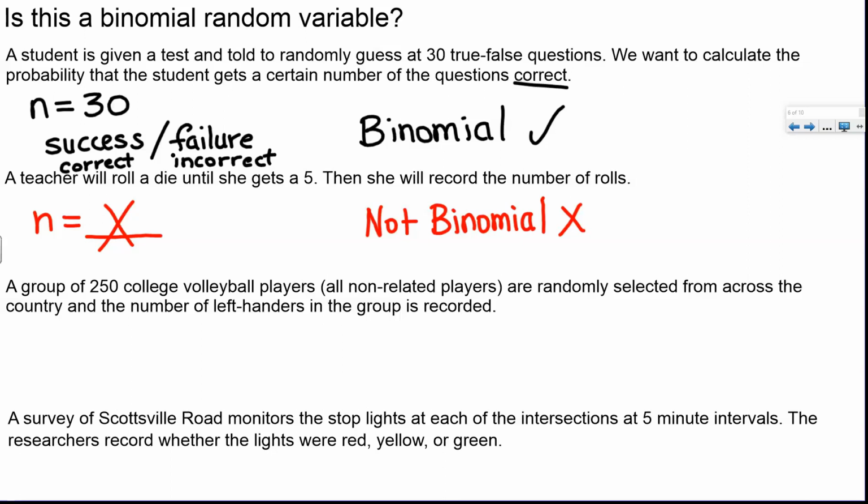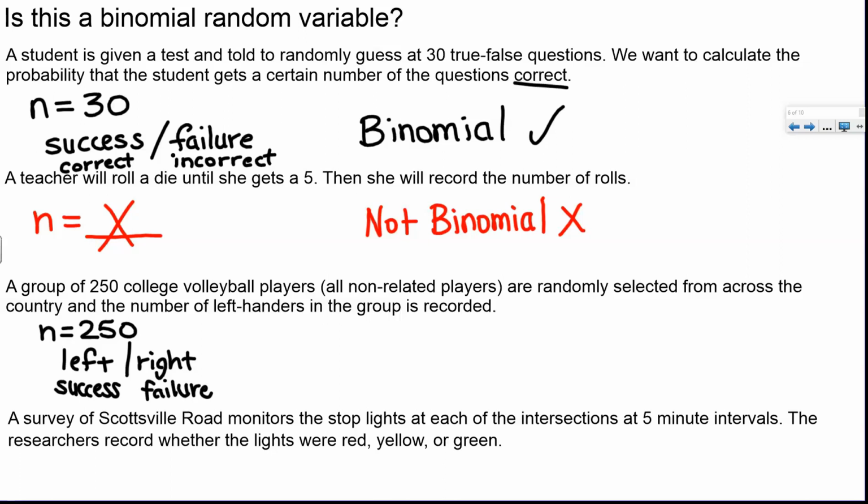All right, a group of 250 college volleyball players who are not related are randomly selected from across the country, and the number of left-handers in the group is recorded. Okay, this would be fine, right? We have 250 total. We do have a success or a failure. In this case, left-handed would be our success, because that's what we're counting, and right-handed would be failure. Just in terms of our setup for the problem.